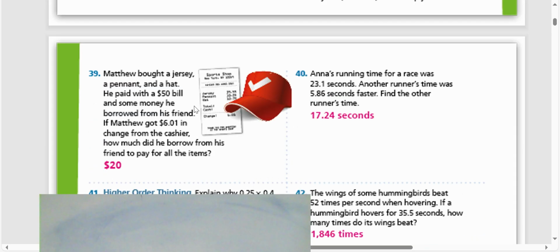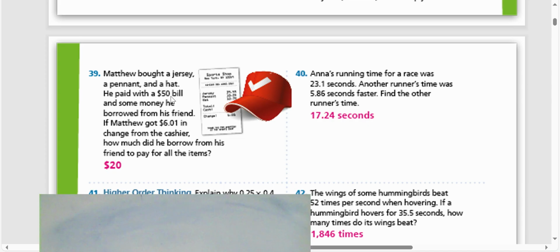We have the table here. Matthew bought a jersey, plate and hat with a $50 bill and some money he borrowed from his friend. If Matthew got $6.01 in change from the cashier, how much did he borrow from his friend to pay for all items?